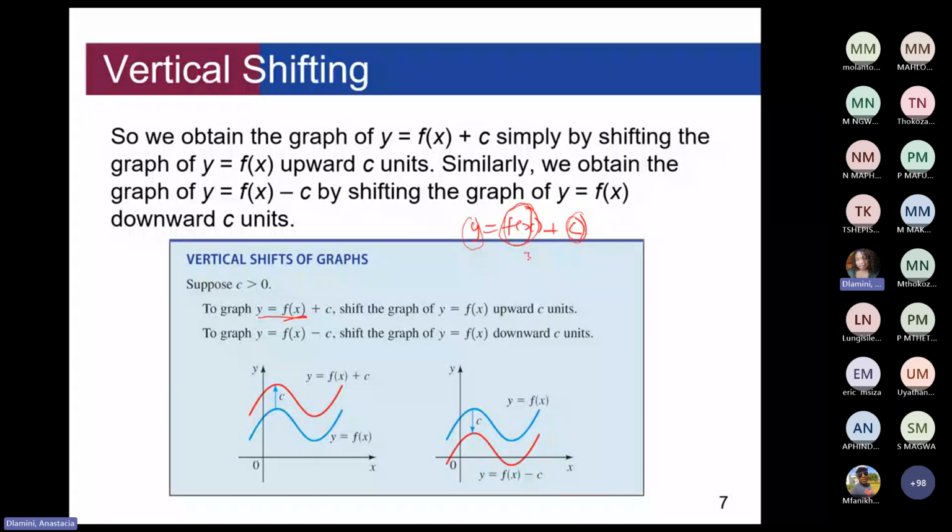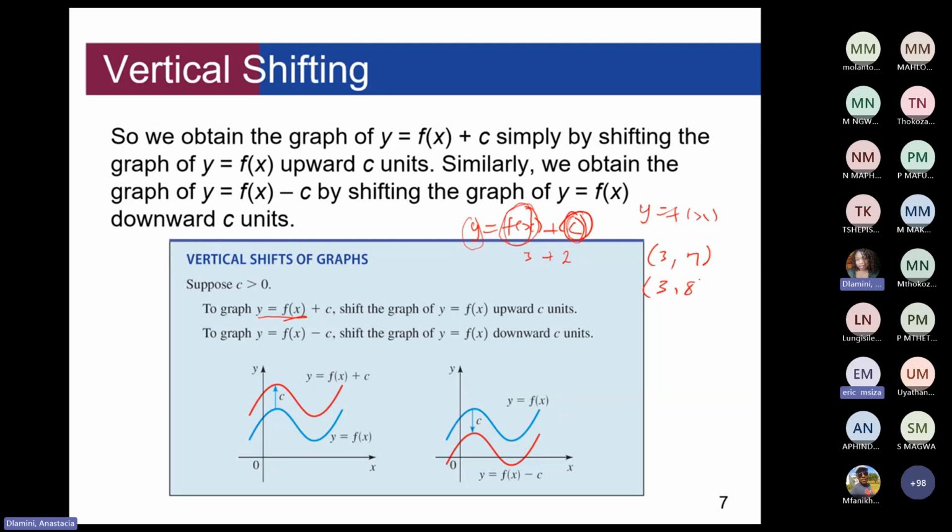If I got 3 and my c is 2, then your new y value will be 5. So the initial point of y = f(x), if x was 3 and y was 7, for example, and you add your c, your new point will still have an x value of 3, but the y value will change. If you add 2, that will be 7 plus 2 is 9.